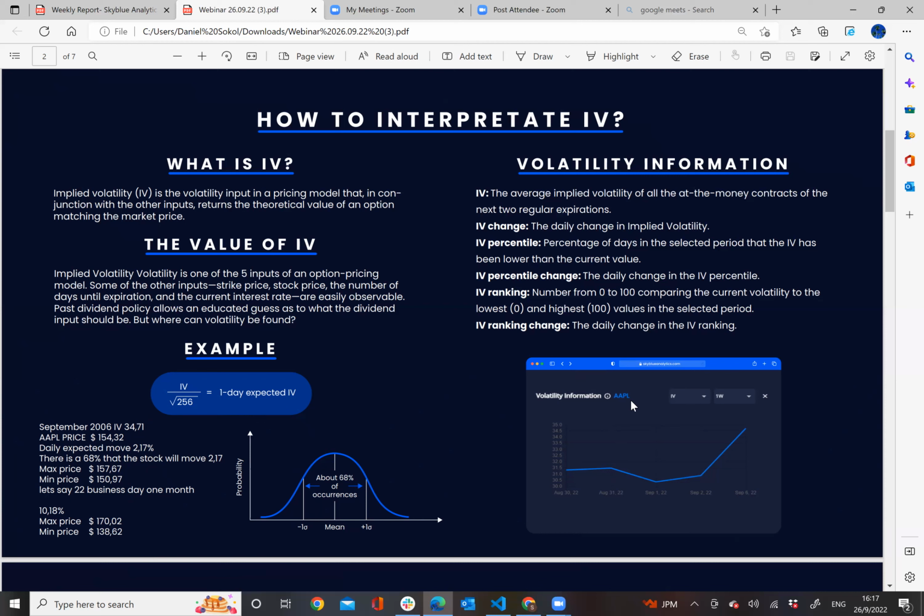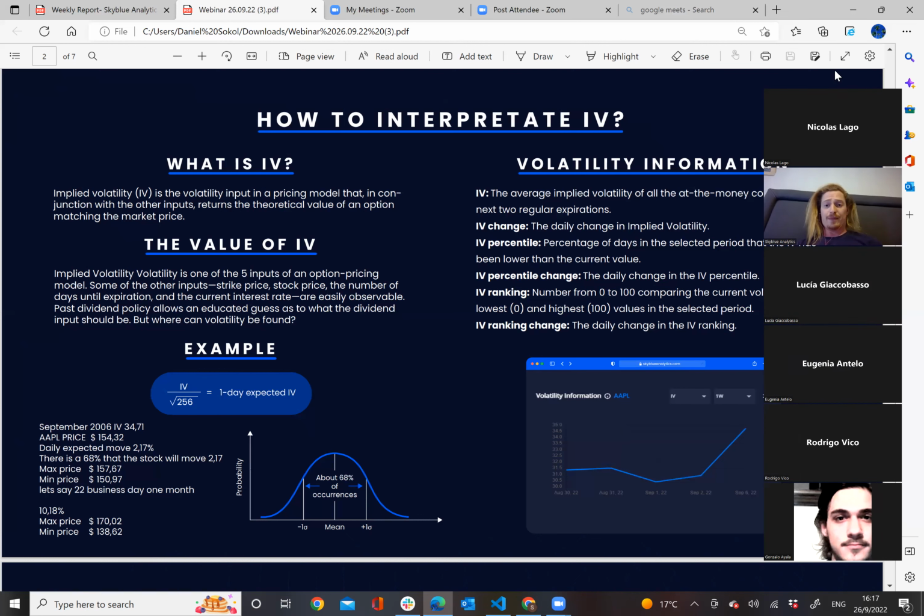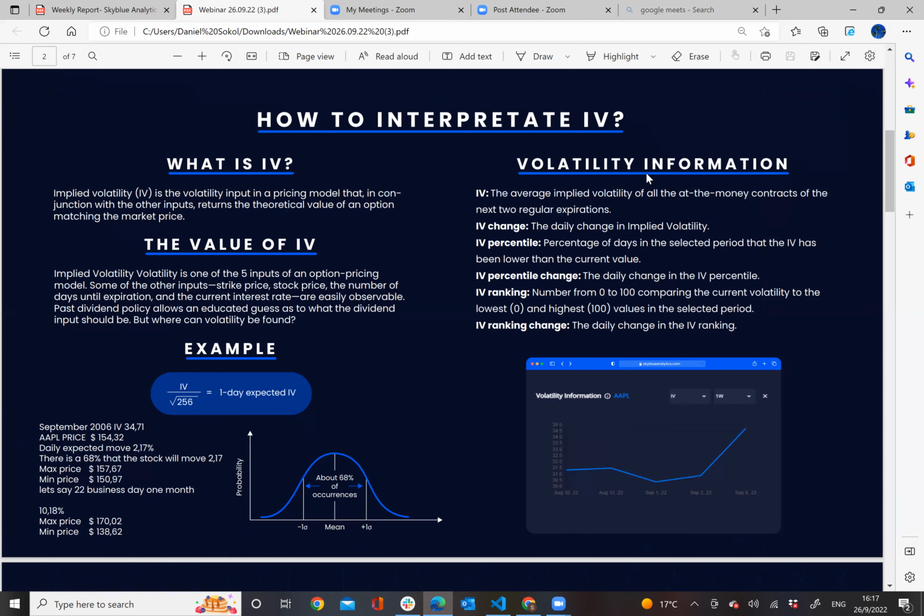Here in SkyView Analytics, we provide you the implied volatility of Apple in 5 minutes delay data, which is extremely representative of what's actually happening in the market. That's very important to say. Then implied volatility is just one of the instruments.